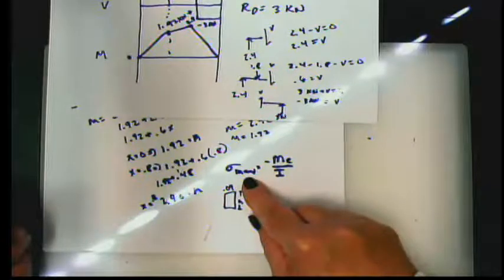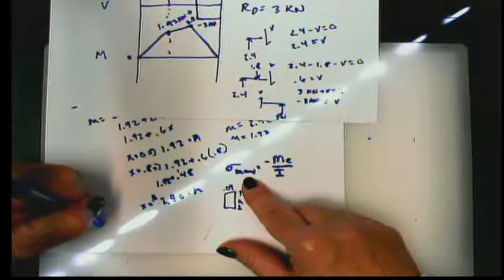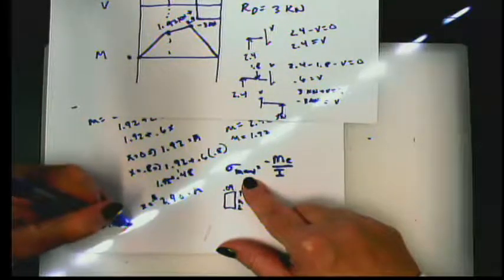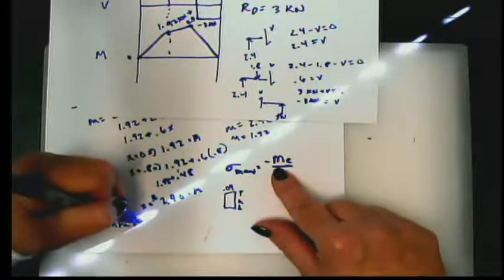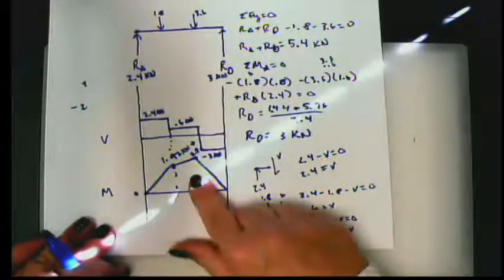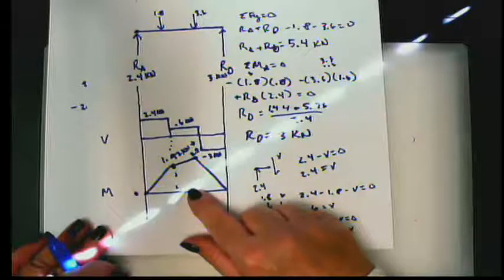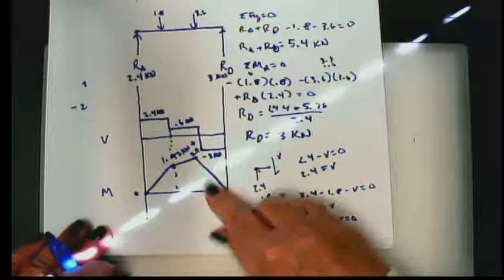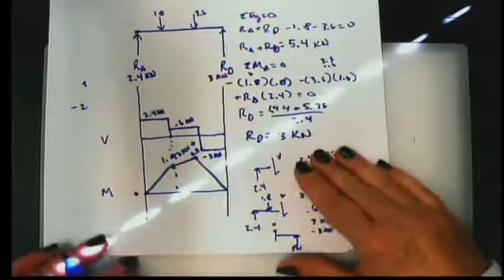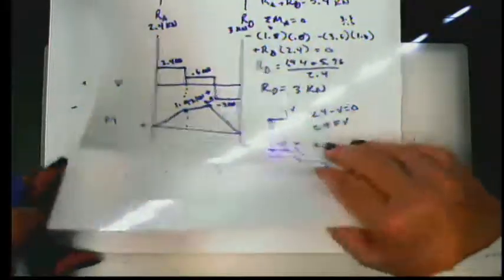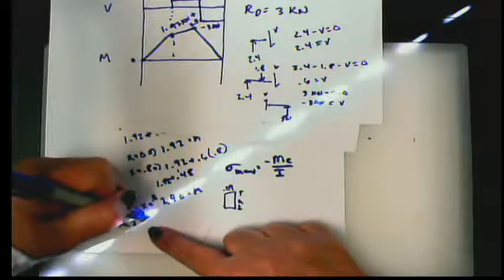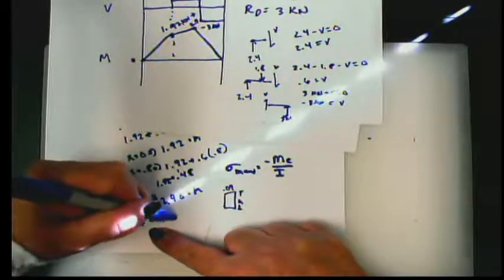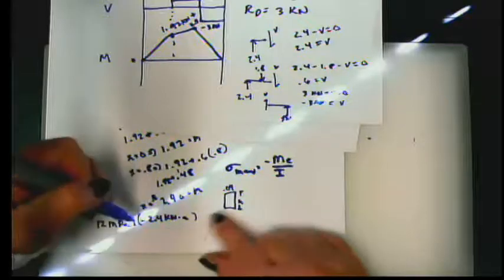We're told in the problem that the sigma max we have to design for is 12 MPa, equal to minus moment. Which moment are we going to use? Let's look at our diagram. In order to design, which moment on this diagram do I have to design for? Yes, the greatest, which is 2.4 kilonewton meters. Okay, so it's minus 2.4 kilonewton meters times c over I.